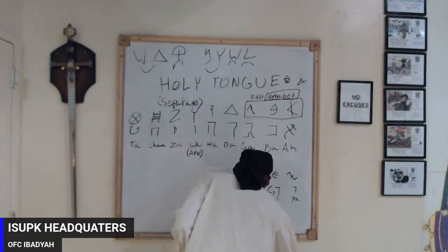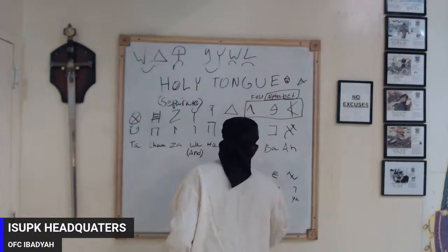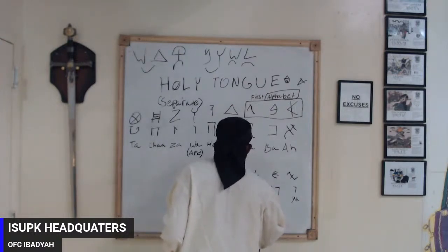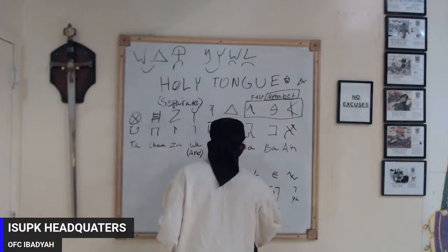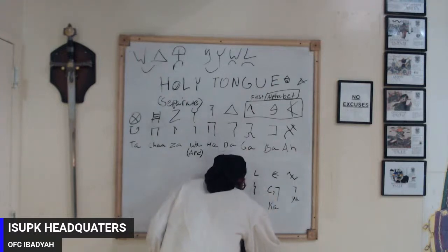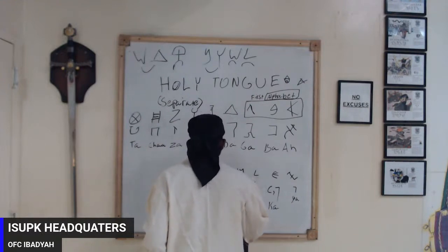Okay, La, meaning to. Ma. Ma is a preposition meaning from, of, or from. So let me get you the two ma's. Ma. Ma. Na.